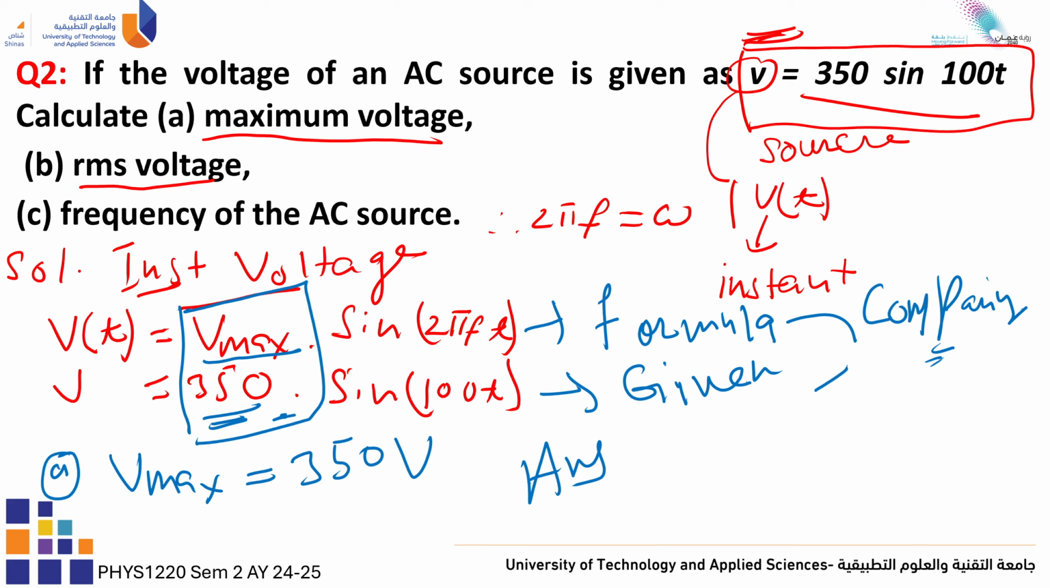So this is the answer for the maximum voltage. Now we have to move to part B. Part B means we have to find the value of the RMS voltage. We can find it using the formula, V maximum divided by root 2, where we need the value of V maximum that we found in part A. Now we will go to the next page.